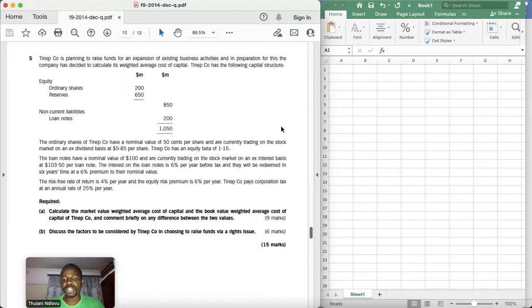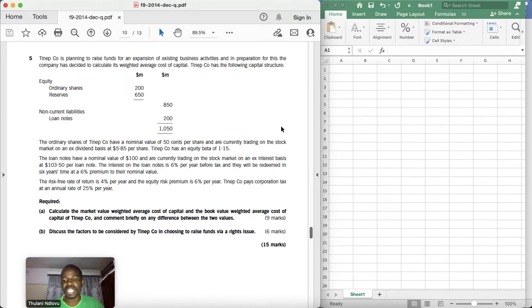The interest on the loan note is 6% per year before tax, and they will be redeemed in 6 years' time at a 6% premium to their nominal value. The risk-free rate of return is 4% per year, and the equity risk premium is 6% per year. Tinep Co. pays corporation tax at an annual rate of 25% per year. Required, calculate the market value weighted average cost of capital and the book value weighted average cost of capital of Tinep Co. and comment briefly on any difference between the two values, 9 marks.